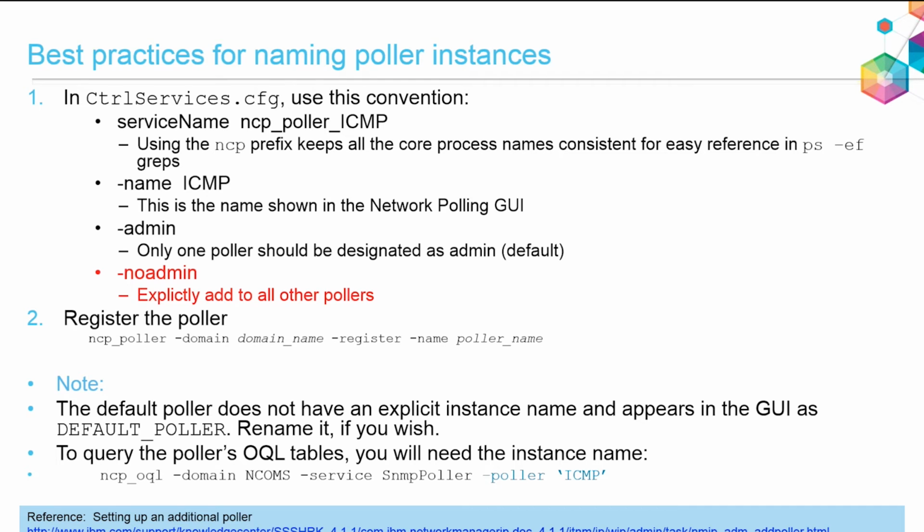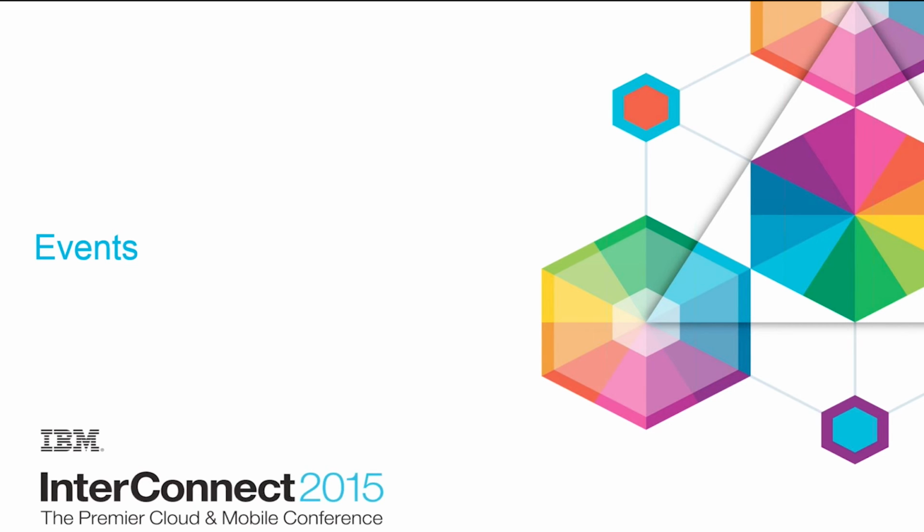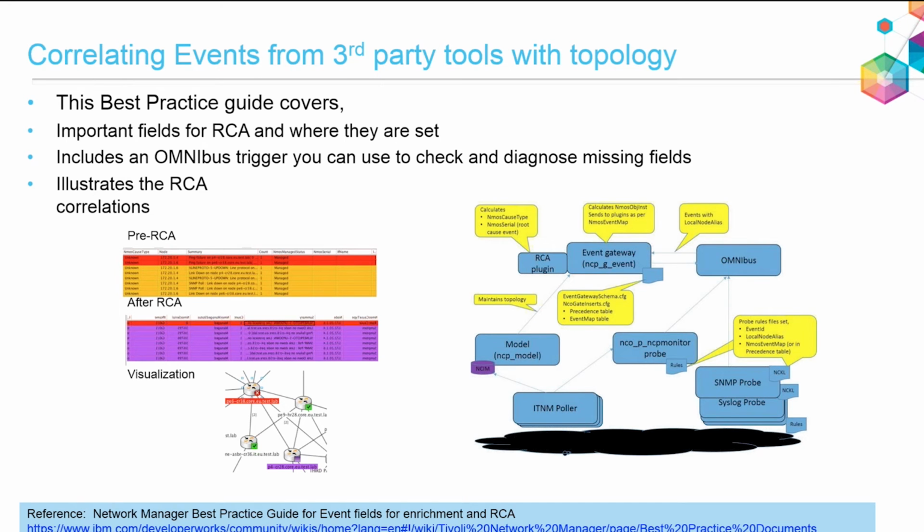Okay, next slide, please. The next section is going to be on the events, in particular when you're integrating events from third-party tools with topology, wanting to integrate them with ITNM's topology for additional information on the events, RCA, and so on. There are a few columns that you have to pay attention to so that it will work off those columns.